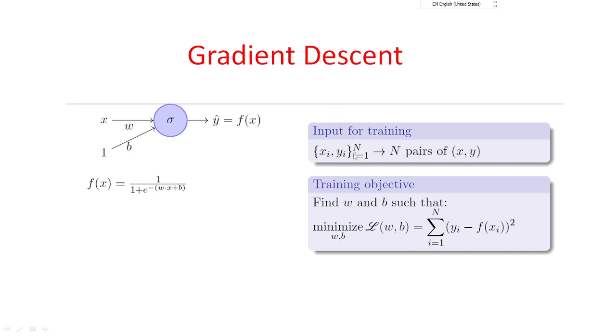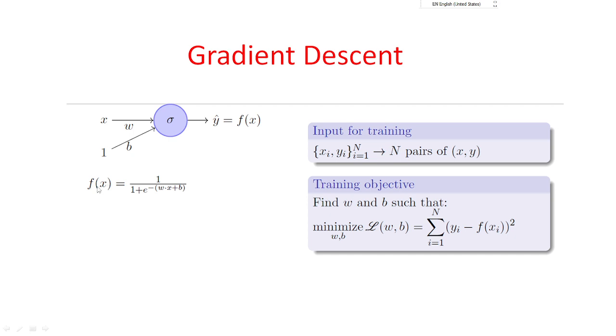Inputs for the training are xi, yi, n pairs of x and y. This is the input for the training. What is the training objective? The loss function. How do you find w and b such that the loss function is minimized? What is this yi? yi is the true value, and f of xi is the value you are getting as output through the model.